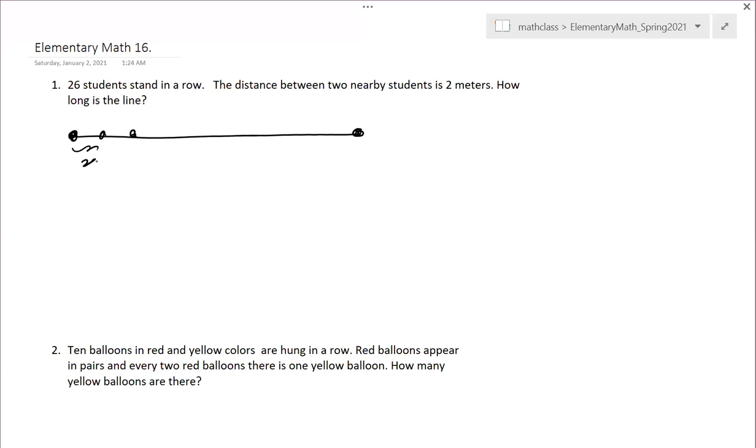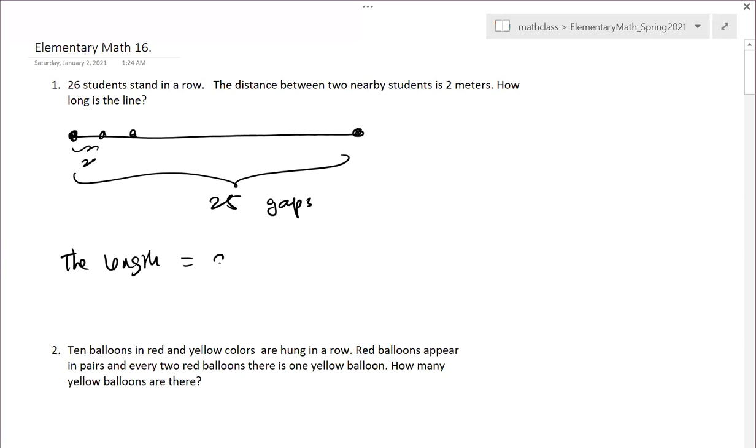Yeah. It's 25. So that's why I have 25 gaps here, not 26, because there are 2 students at the 2 endpoints. So 25 gaps. So the length is going to be 25 times 2. It's 50 meters. Don't forget the units. Okay.